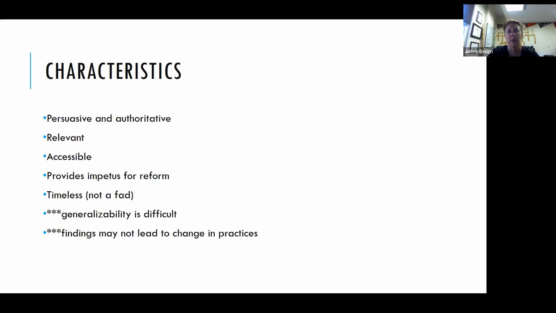Now, here are the points that make it a little bit harder sometimes. Number one, it's hard to generalize because we're looking at something very specific that's happening in your classroom or in your school or with your students. And number two, what you find might not lead to any change in practice. A lot of times teachers feel sort of like, well, I know this to be true, but I don't have the resources really to make a difference, to make a change, even though I know that it needs to happen.